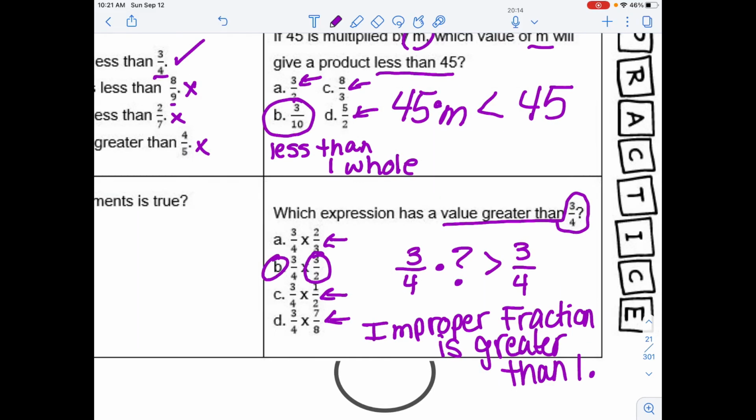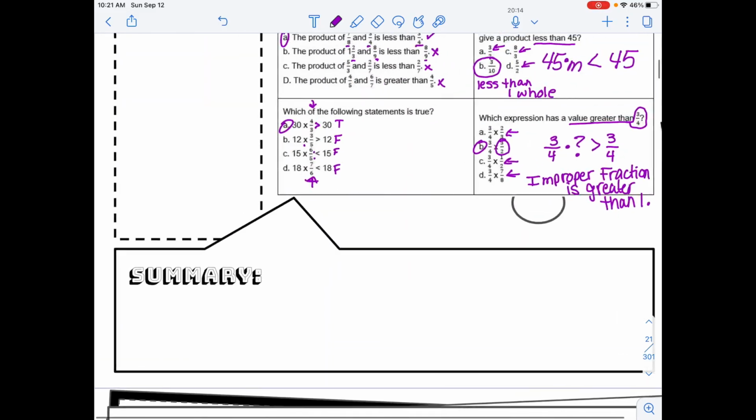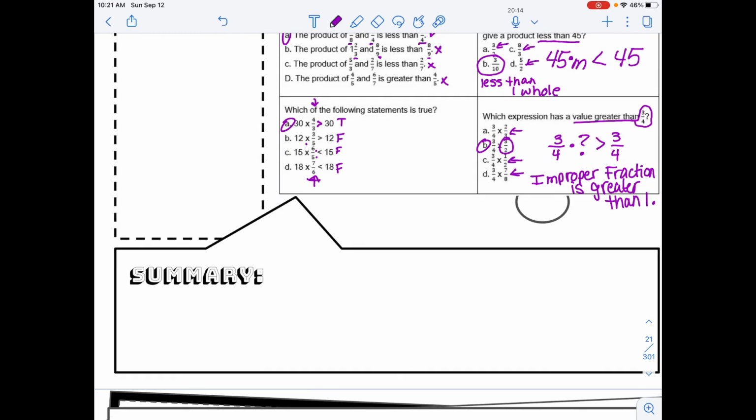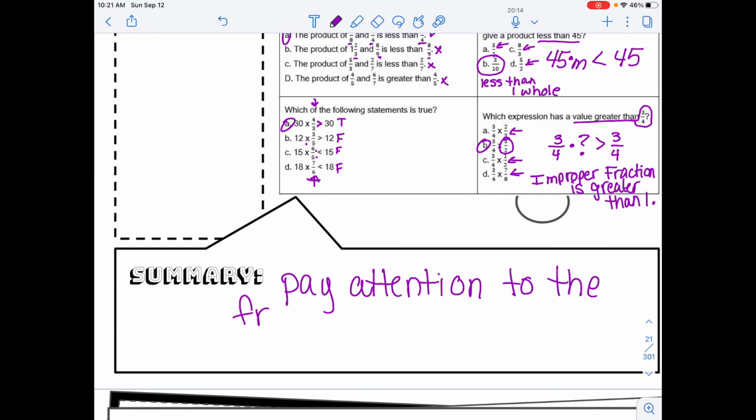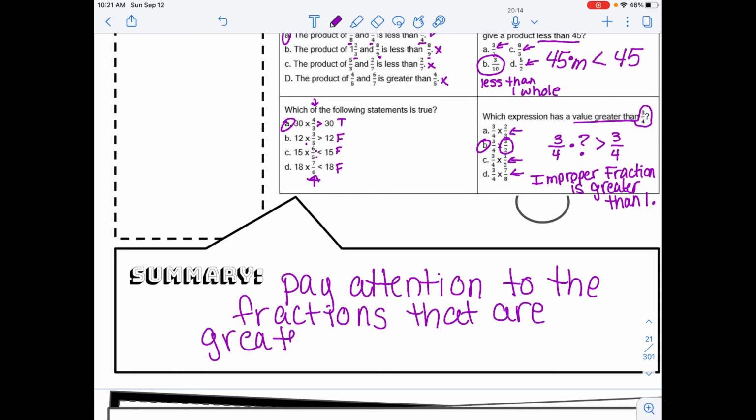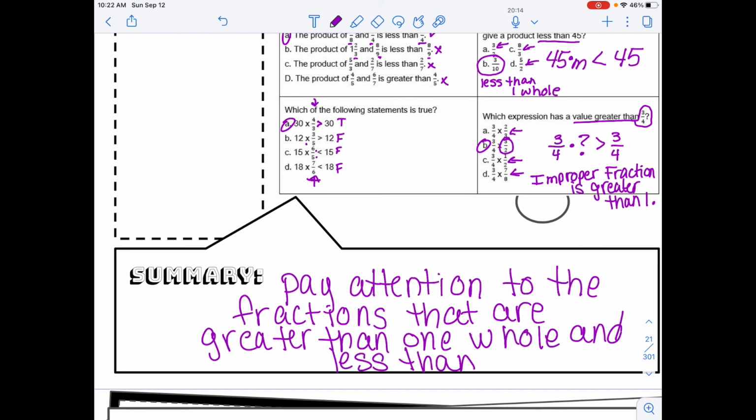All right, now on your summary, and you can put anything to summarize this lesson, I would say to pay attention to the fractions that are greater than 1 whole and less than 1 whole. And make sure you know the difference. All right, Richland Rams, we will practice this in class and have a great day.